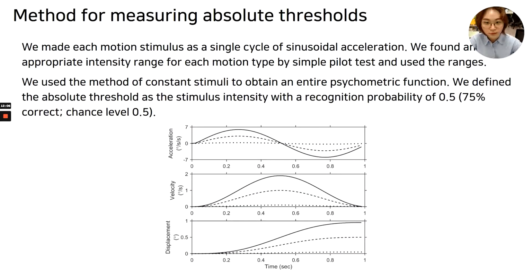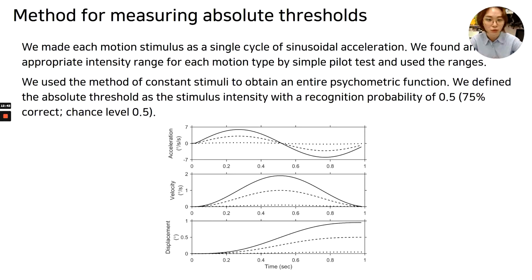To measure absolute threshold of motion, as in Benson's paper, we used a single cycle of sinusoidal acceleration. We then found an appropriate intensity range for each motion type by simple pilot test, and used the ranges in the experiment. Using the motion stimuli, we experimented according to the method of constant stimuli. It allows us to obtain the entire psychometric function per motion type, and thereby we are able to derive the motion intensity of any perceptual probability.